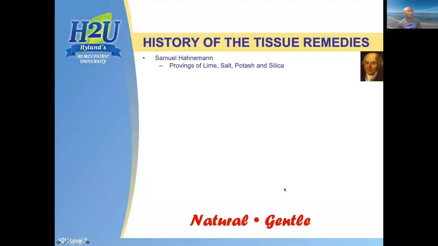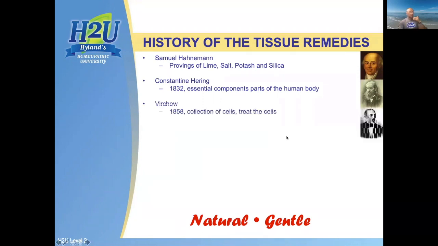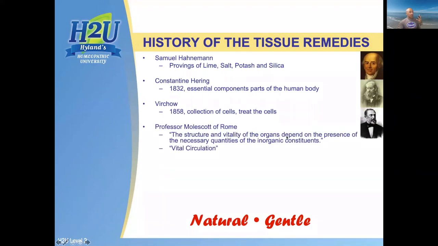what's the history? So, of course, Hahnemann started the whole concept of homeopathy way back. And then the progression when it came to the tissue salts was Virchow talked about a collection of cells and how to treat the cells. So it was a big focus on how to treat the cells. And then Mollenskott talked about the whole dependency of organs on the inorganic constituents, which of course is the minerals.